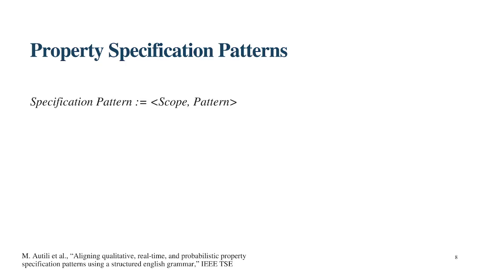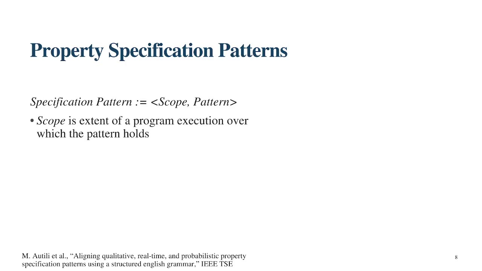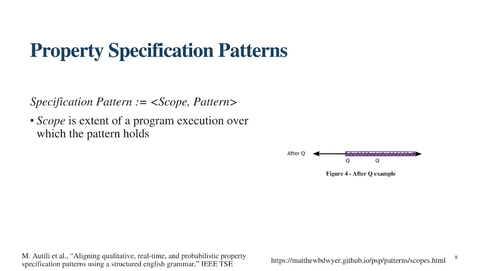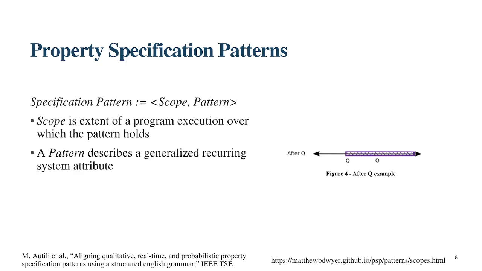A specification pattern is defined by a tuple: scope, pattern. Scope is the extent of a program execution over which the pattern holds. An example of scope is after Q, meaning that the pattern should hold for all the trace of execution after the event Q happens. In property specification, a pattern describes a generalized recurring system attribute.